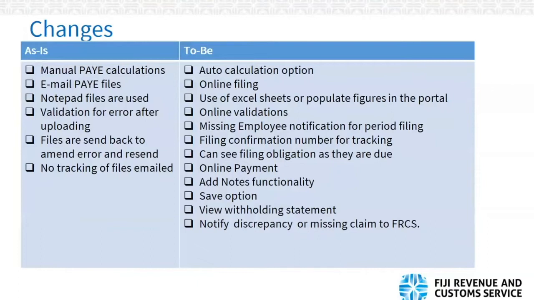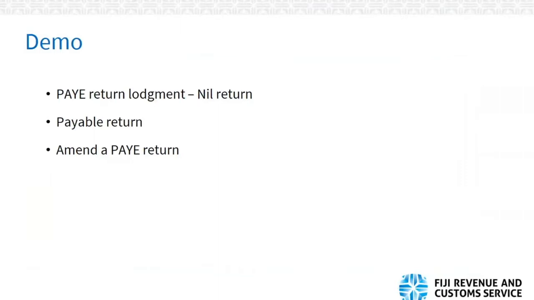So the employees will be able to view the withholding tax statement online. If an employer deducts X amount of PAYE from your pay, and then the following month when it's remitted, the employees will be able to see how much they deducted and how much they have declared to FRCS. And also, if you feel there is some discrepancy, that whatever the employer has deducted has not been fully declared, you can notify FRCS through discrepancy or missing claims.